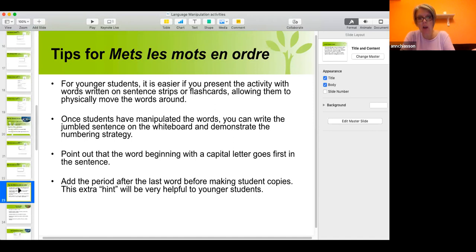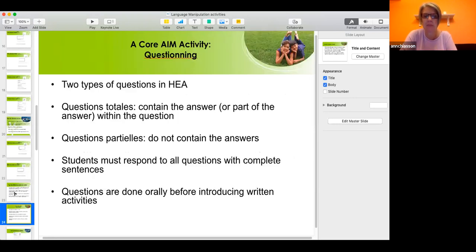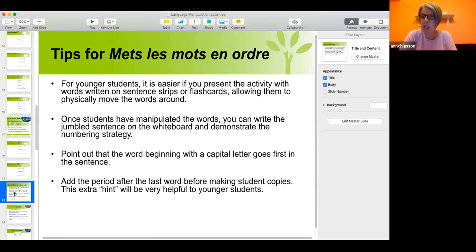Well, of course, I've introduced la lettre majuscule au début, but if I haven't, this is a good time to introduce it. And I point out that the capital letter word has to go first in the sentence. I point out that the period has to go last. So of course, that gives them a lot of information, and they are helping me, and I am moving the words on the magnetic board.